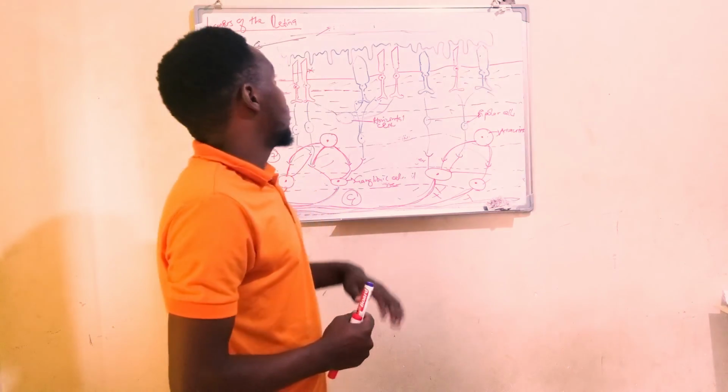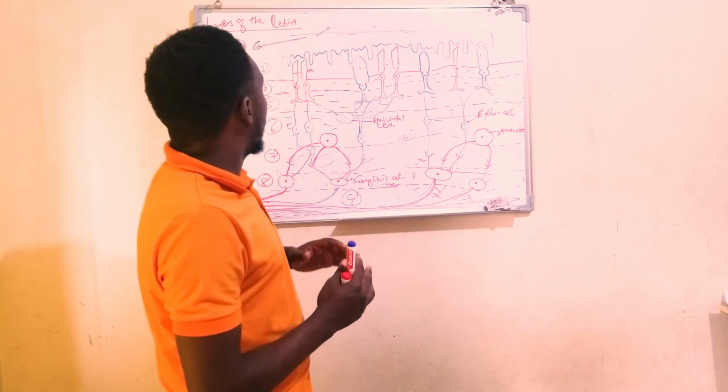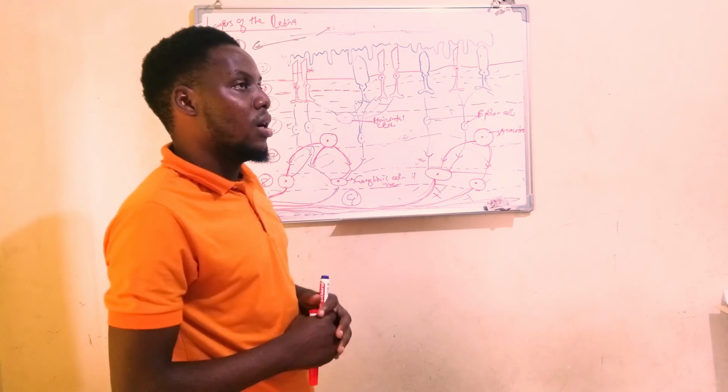So this is how the layers of the retina are arranged.